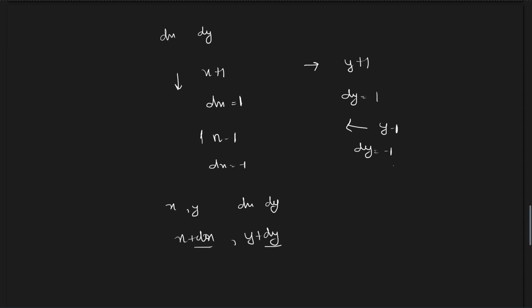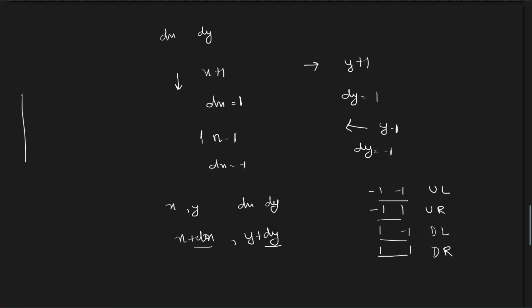Now dx and dy can have four possible combinations, that is minus 1, minus 1; minus 1, plus 1; plus 1, minus 1; and plus 1, plus 1. Each of these combinations represents a particular direction, right? So minus 1, minus 1 would be up, left. This would be up, right. Plus 1, minus 1 would be down, left, and this would be down, right. So each of those combinations represents a direction.